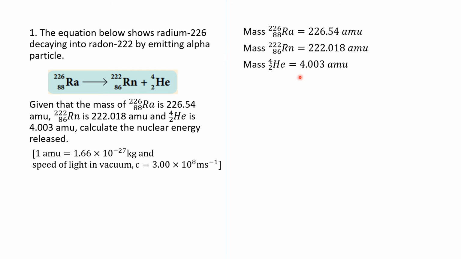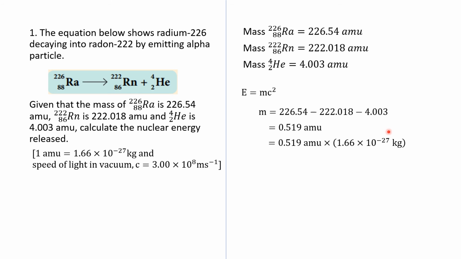And then step number 3, identify the formula that can be used. So what is the formula that can be used to calculate the nuclear energy release? Yes, it is E equals mc squared. So we know that m is equal to the mass defect. Mass defect is the total mass before reaction minus the total mass after reaction. So mass of radium minus mass of radon, and then minus mass of alpha particle or helium.